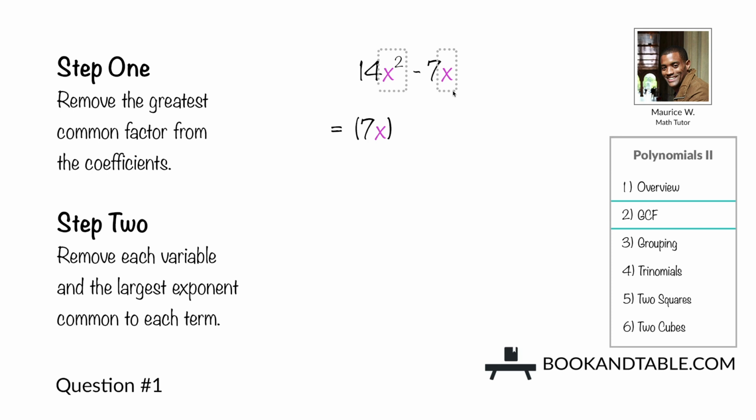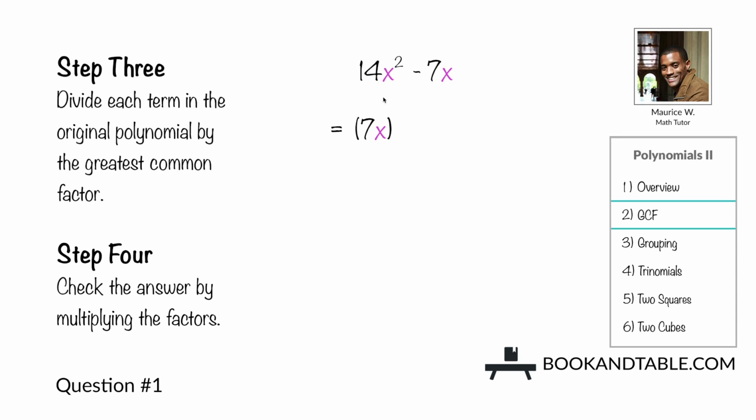We remove each variable and the largest exponent common to each term. X, the largest exponent common to each is 1. We have 1x here. We have 2x's here. 1 is common to both. So 7x is the greatest common factor of 14x squared minus 7x.